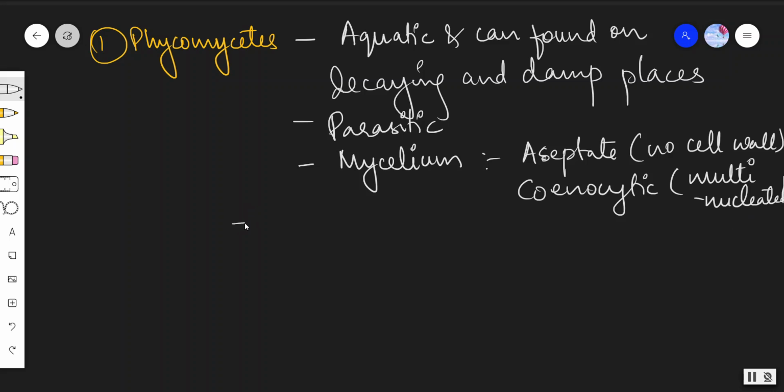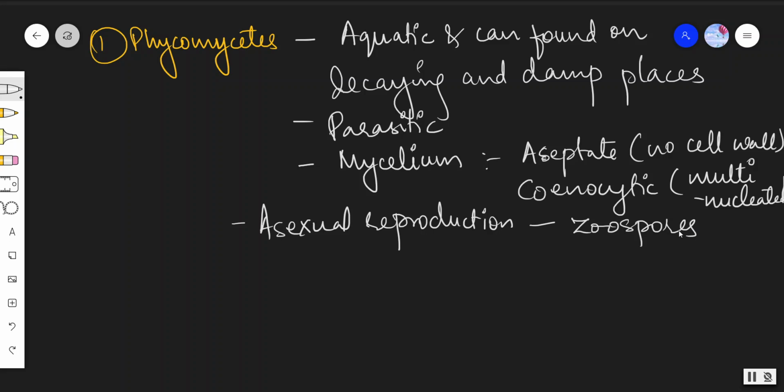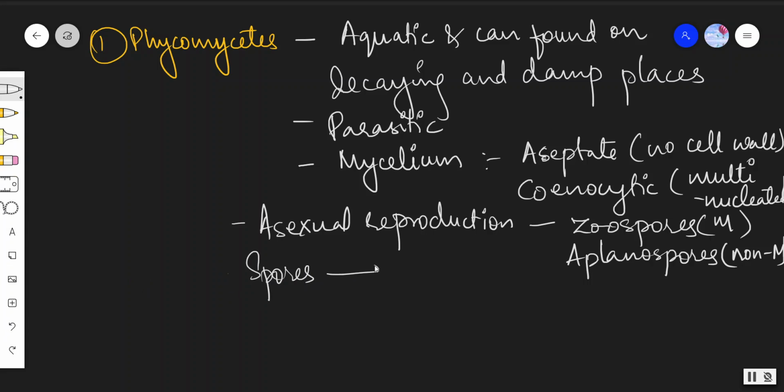The asexual reproduction takes place through zoospores, which are motile, or by aplanospores, which are non-motile. Clear? And the spores are formed endogenously in sporangium. Spores formed endogenously in sporangium.